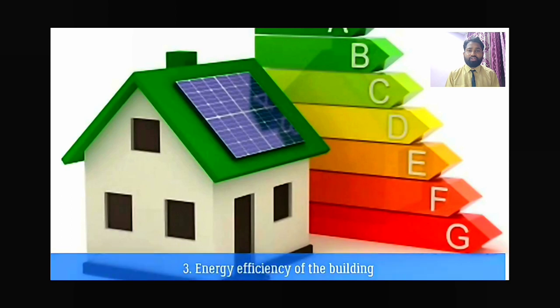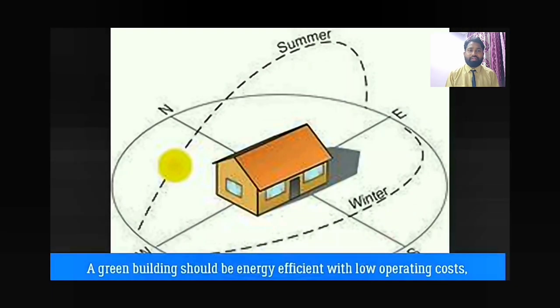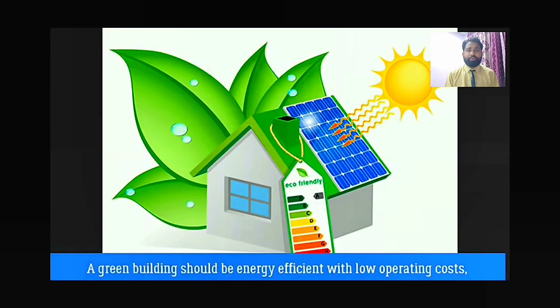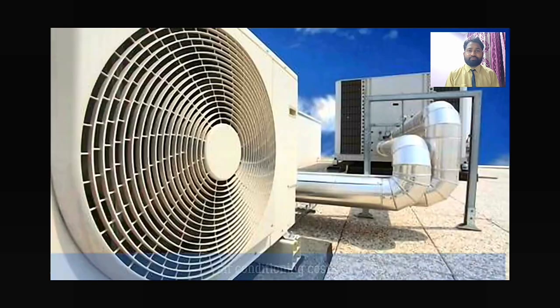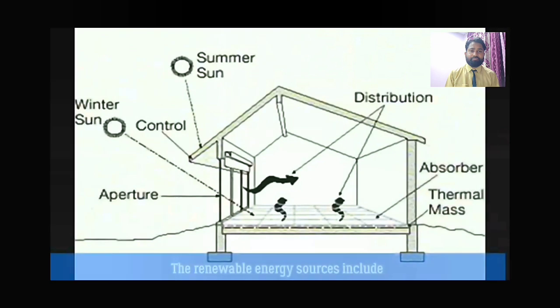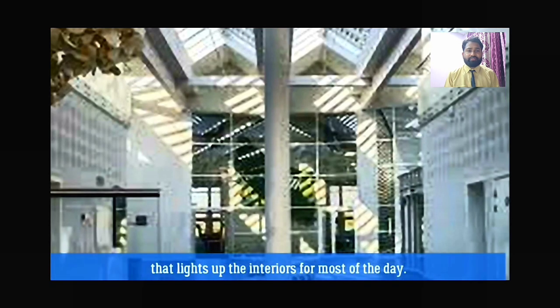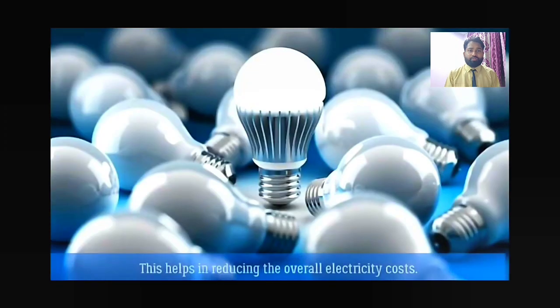Energy efficiency of the building. A green building should be energy efficient with low operating costs, including air conditioning cost and overall maintenance costs. The renewable energy sources include adequate natural lighting that lights up the interiors for most of the day. This helps in reducing the overall electricity cost.